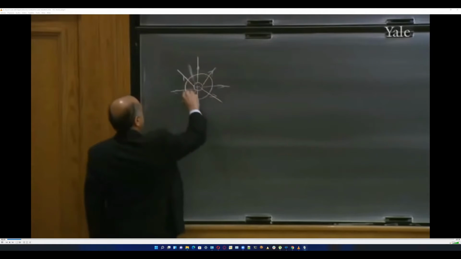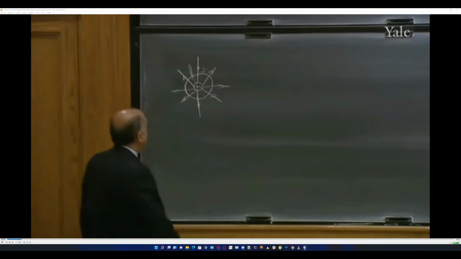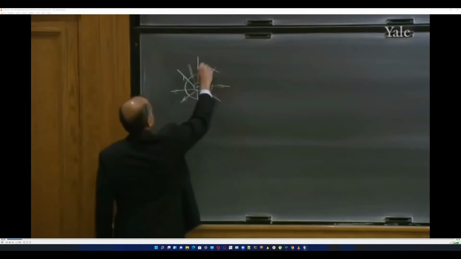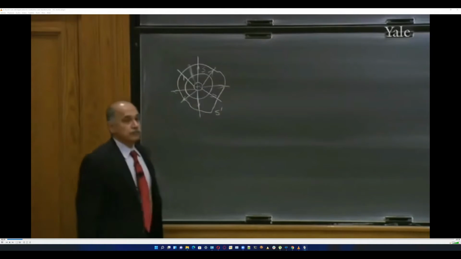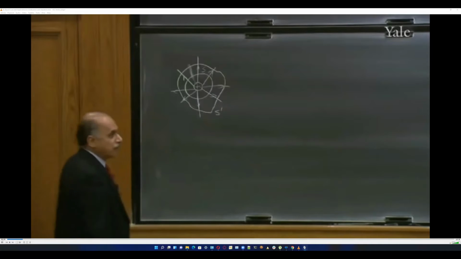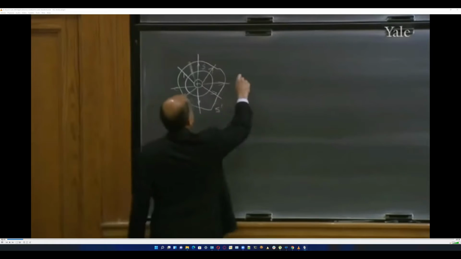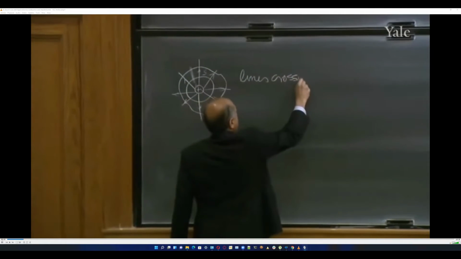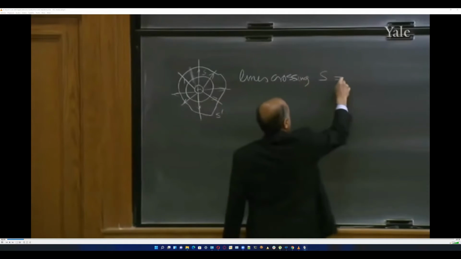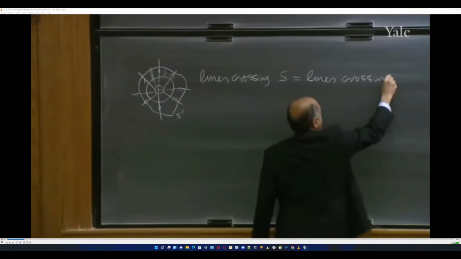So we draw those lines, and the content of Gauss's law is really the following. We are going to count the lines crossing a sphere S, and we're going to count the lines crossing some generic surface S prime. Now you can see at a glance, without doing any calculations, that the following is true. Lines crossing S equals lines crossing S prime.